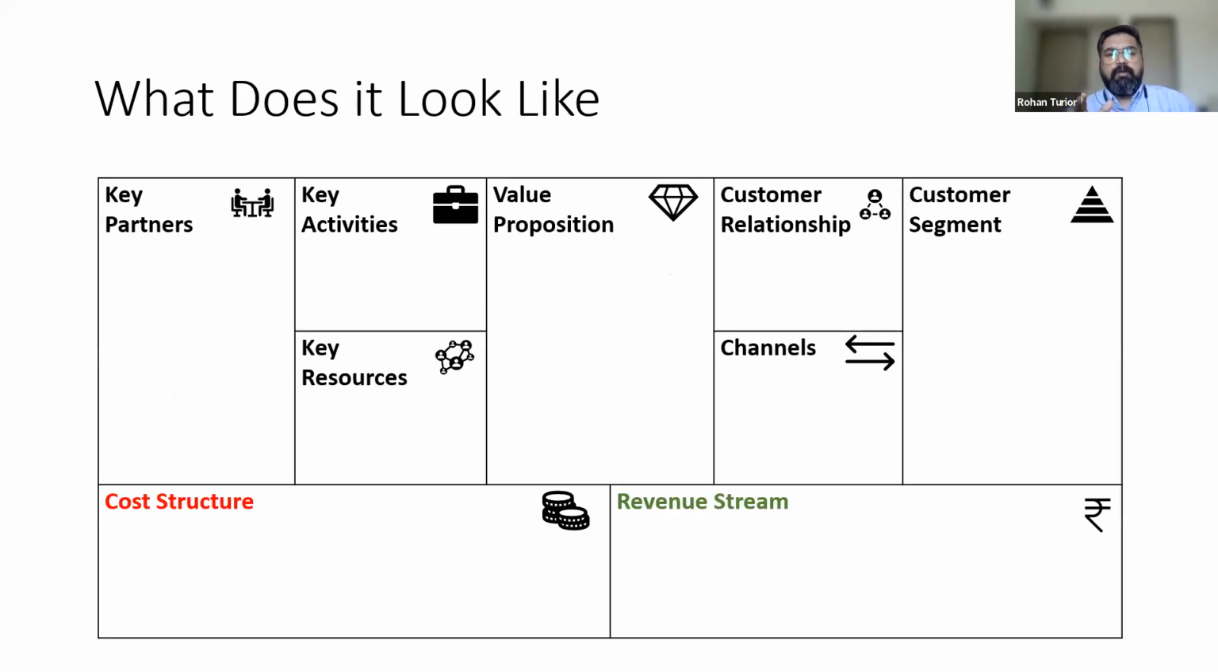A business model canvas typically has 9 columns or 9 boxes, I would say. These boxes are key partners, key activities, key resources, the value proposition, customer relationships, channels, customer segments, the cost structure, and the revenue stream. And when do we really need it?